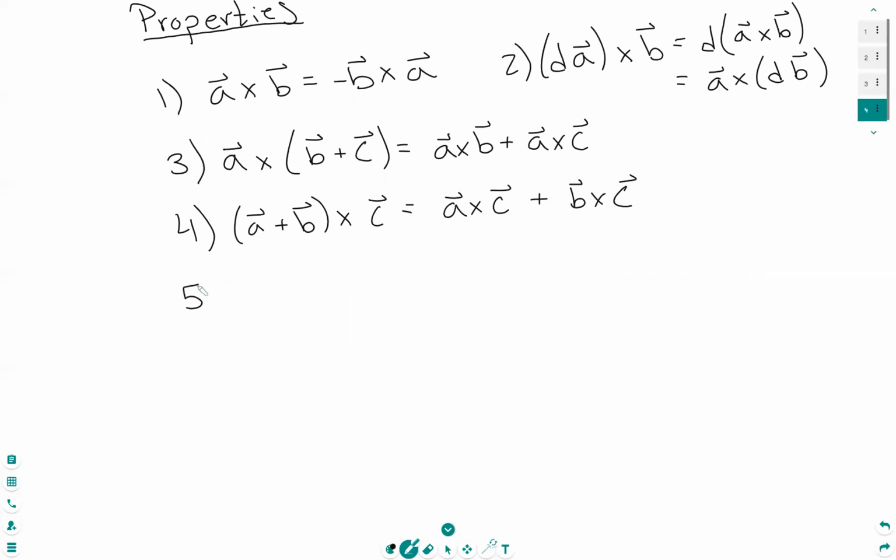Property 5, if I have A dotted with B cross C, this is the same as A crossed with B dotted with C. That's a huge property. And it's not very intuitive, right?